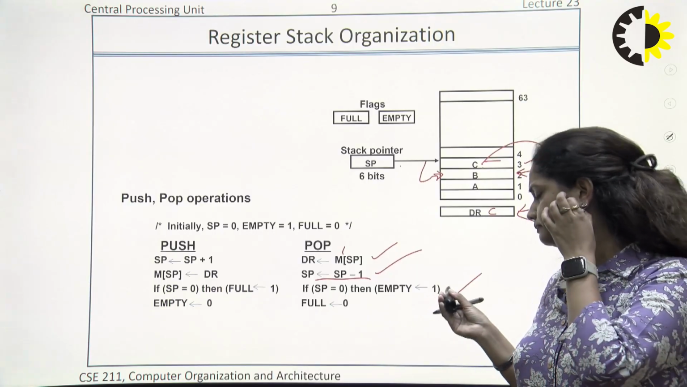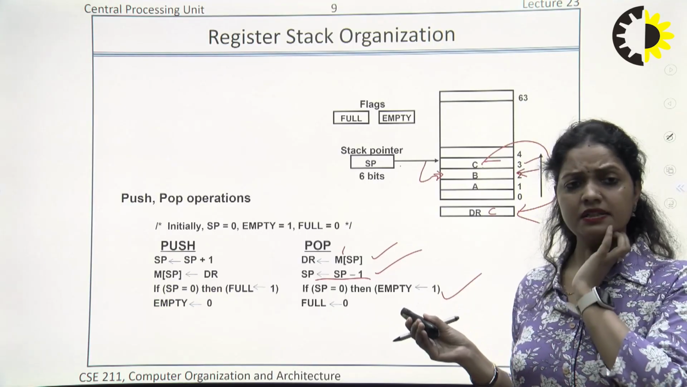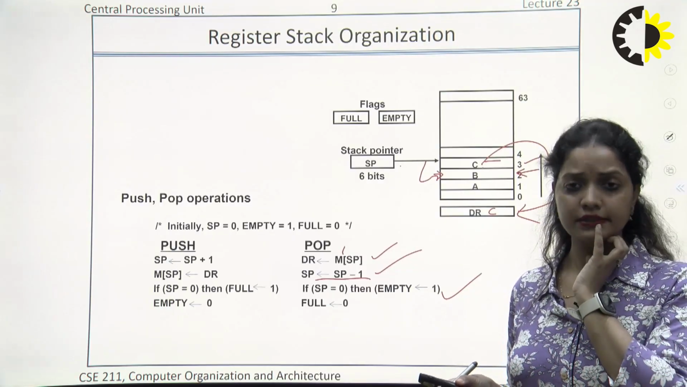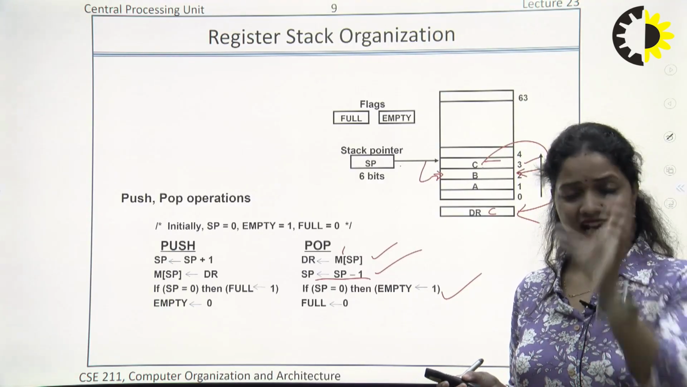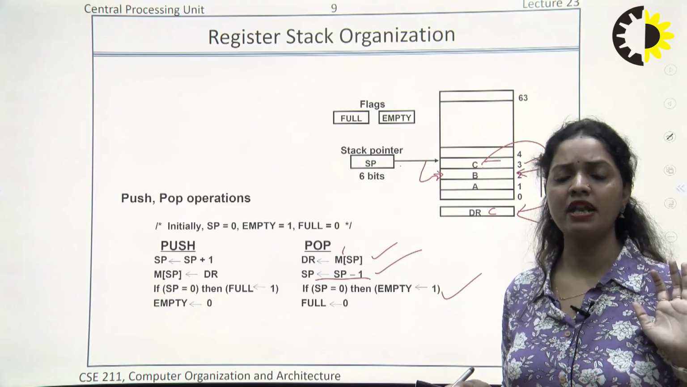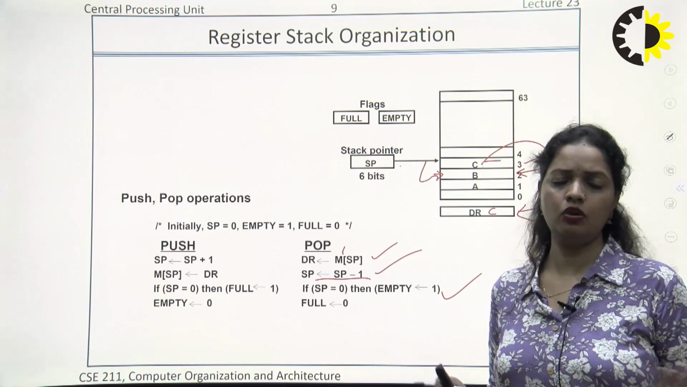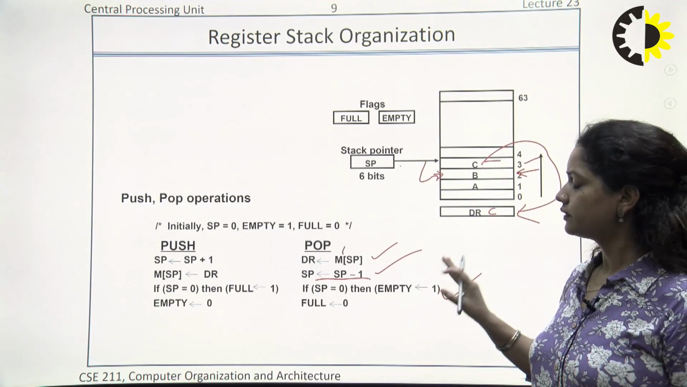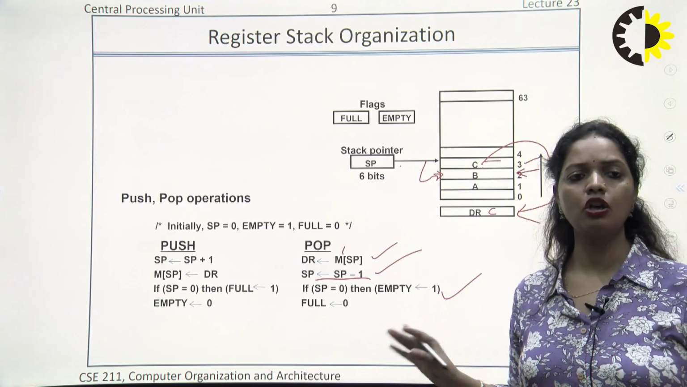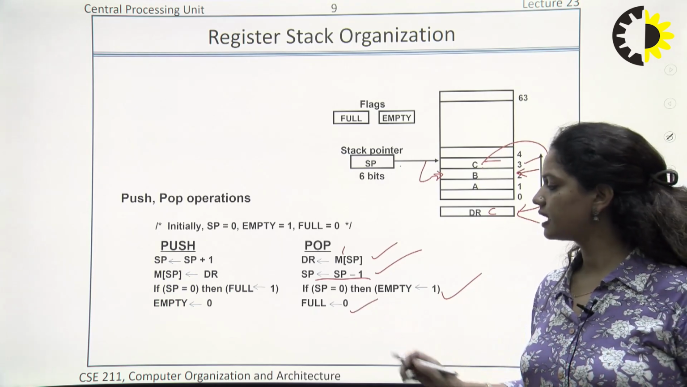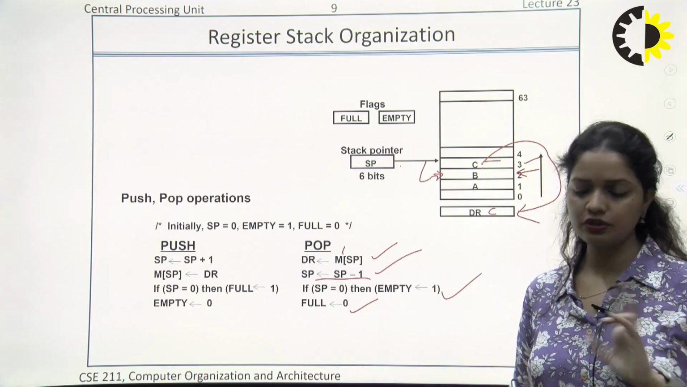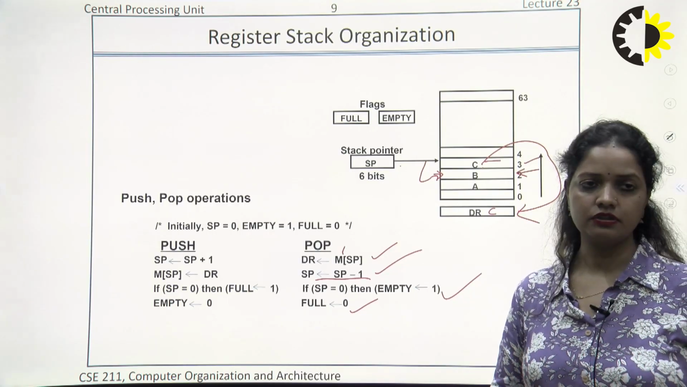If empty is 1, it means nothing. We cannot perform the pop operation beyond this. If empty is 1, it means the stack is totally empty. We cannot pop any element because the element does not lie in the stack. So if it is positive, then the next pop operation cannot be done on the stack. Full 0 means nothing is in your stack. The vice versa. So these two flags are opposite of each other.